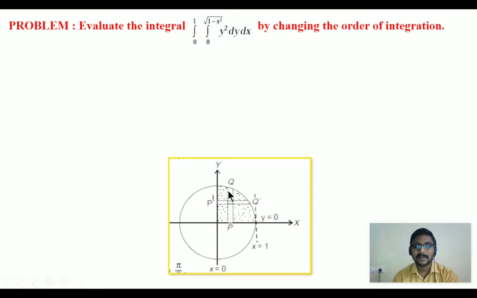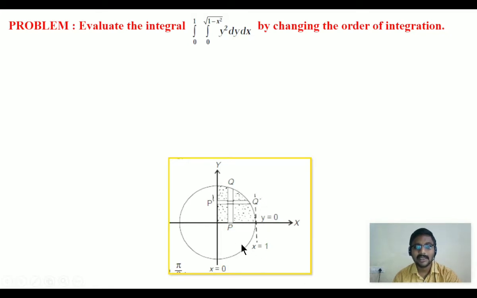So the rough sketch is the region taken with respect to the y limits here, that is y equal to 0 means the x axis and y equal to root of 1 minus x square means the circle having center at origin and radius 1 unit. And we will have x limits x equal to 0 and x equal to 1.